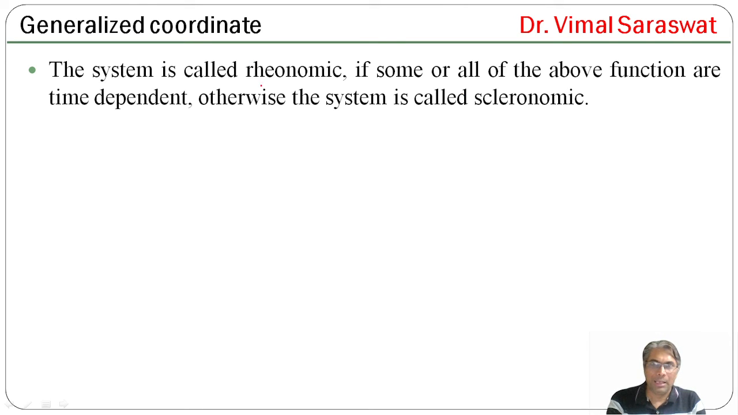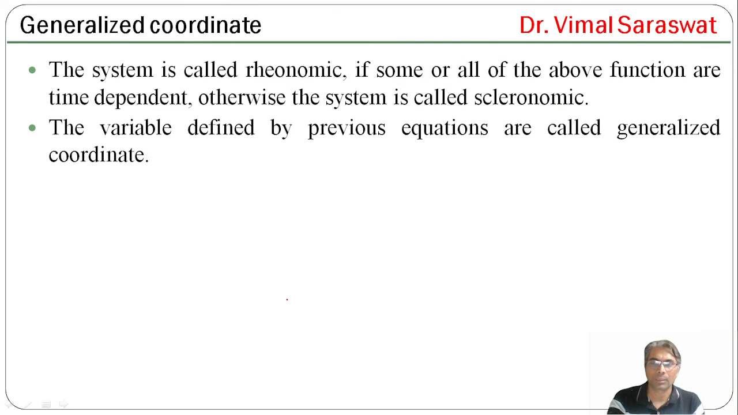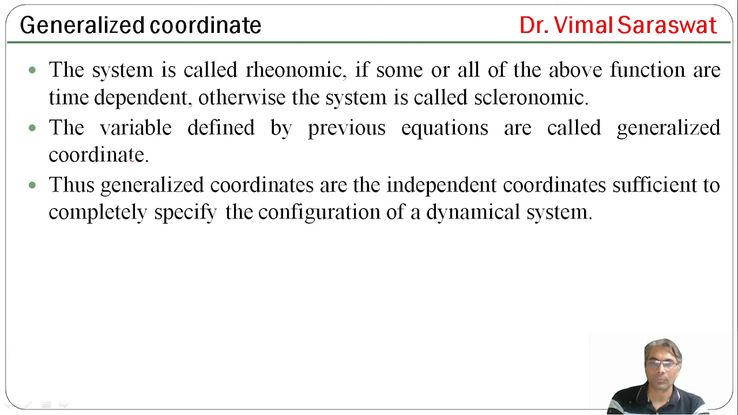This system is called rheonomic if some or all of the above functions contain time. Otherwise, the system is called scleronomic. The variables defined by the previous equations are called generalized coordinates. Thus, generalized coordinates are independent coordinates sufficient to completely specify the configuration of a dynamical system.